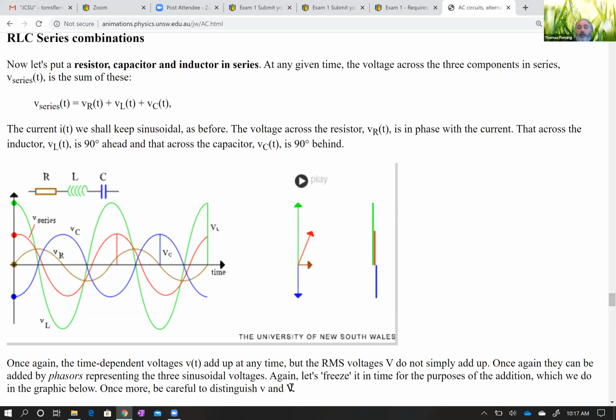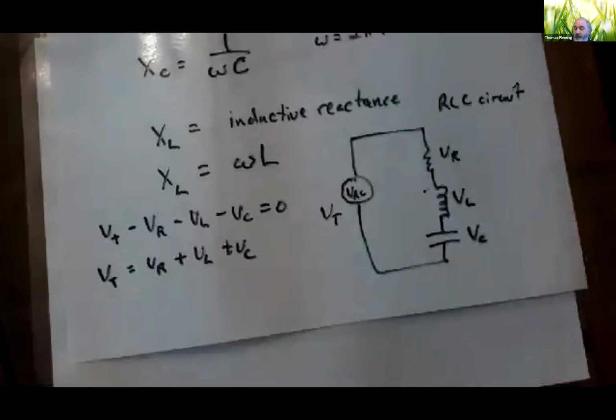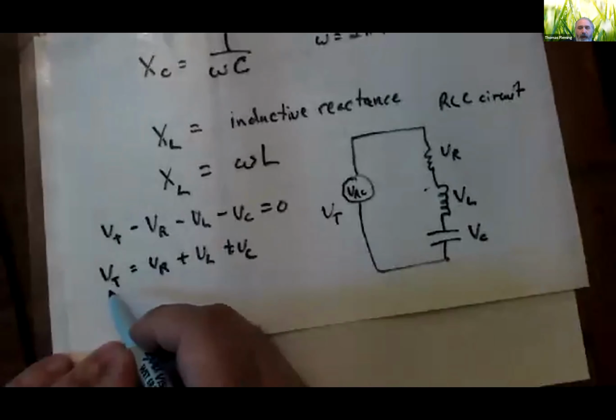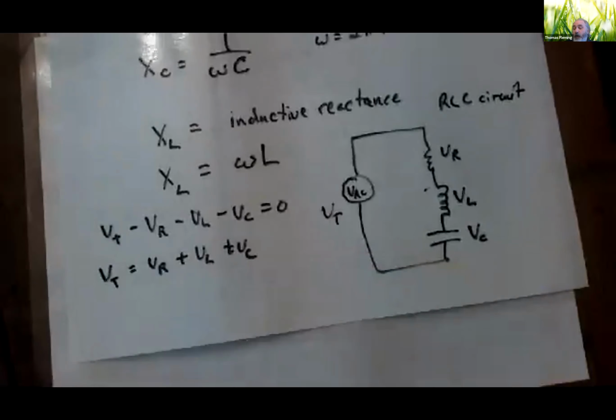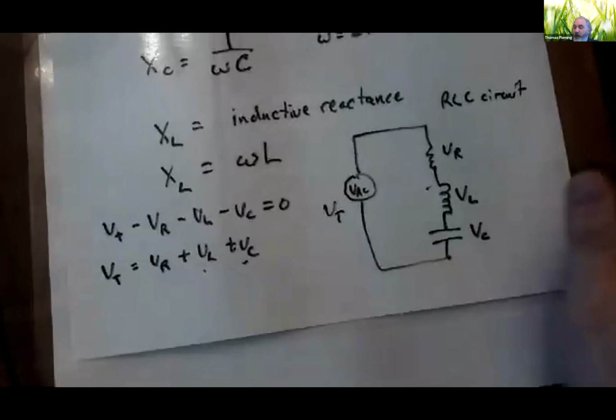Because remember, what are we trying to draw here? We're trying to add, we know that VR plus VL plus VC should equal V total. And when we draw them like phasors, what we realize is that they look just like vectors. And we're going to do this addition the same way that we would add a bunch of vectors. So how do you add vectors? You put them tail to tip.